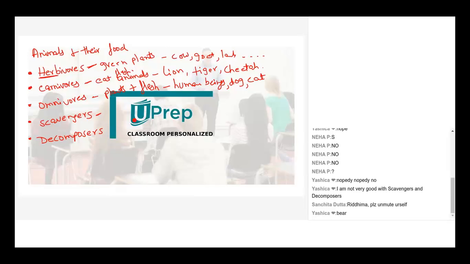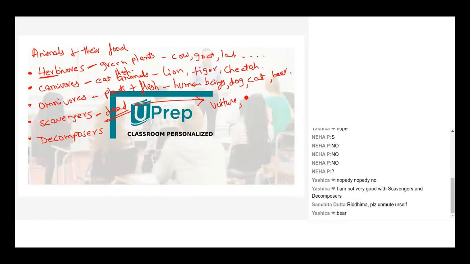Now coming to scavengers, right? Who are scavengers? Who will tell me? Riddhima, can you unmute yourself? Yes, even bears are omnivores, correct. Riddhima left the meeting, so she could not. Not a problem. Neha, you tell me, who are scavengers? Scavengers are animals that eat dead animals. They eat only dead animals. So what are the examples?